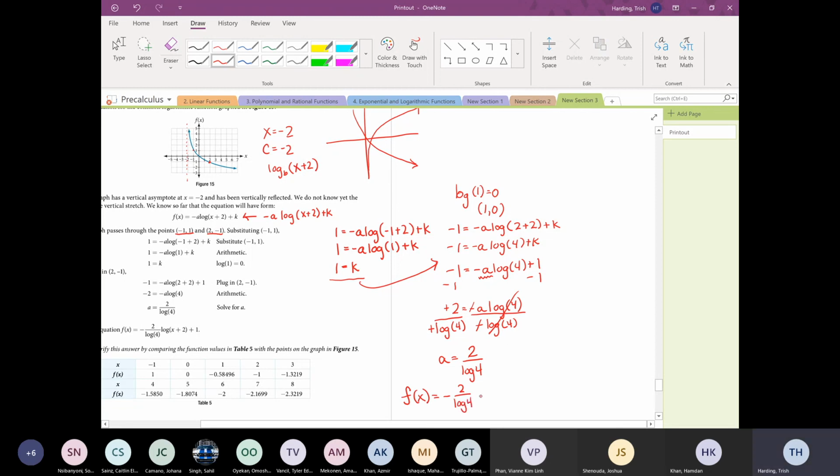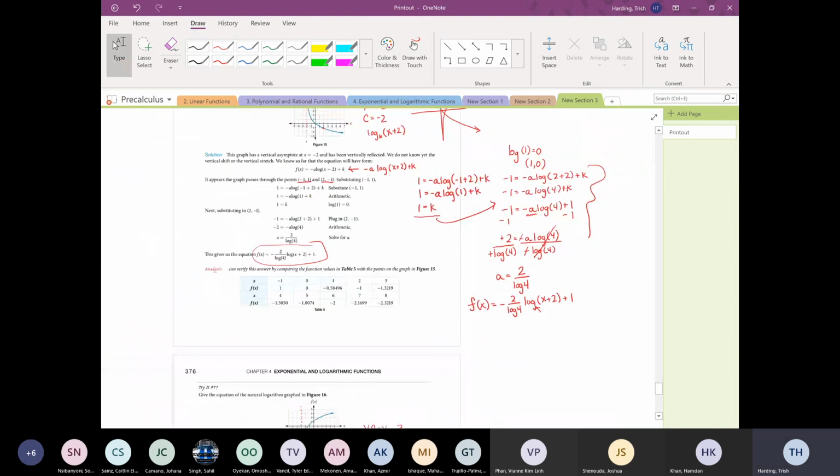So now I can write the equation as f of x equals negative 2 over log 4 times log of x plus 2, plus 1. And we're just going to take it to assume a base 10, so a common logarithm. And that is how they got this. So one general theme you'll see in logarithms and exponentials is systems of equations. Also is something, if you haven't done it in a while, maybe you should brush up on it.